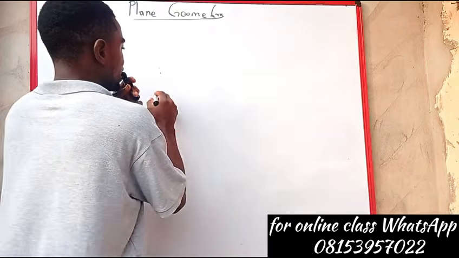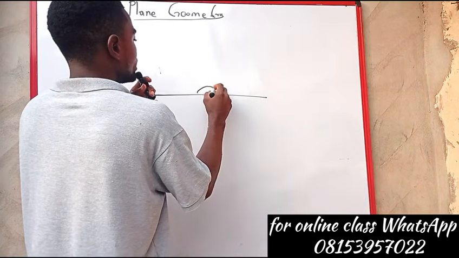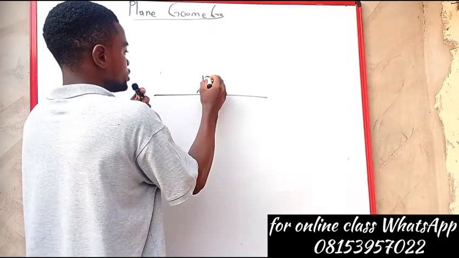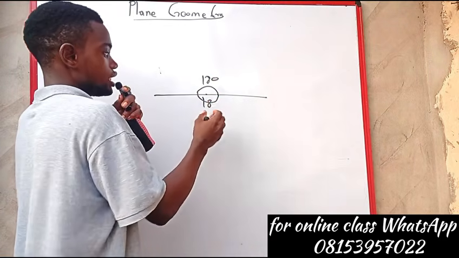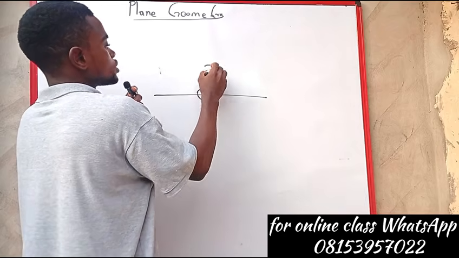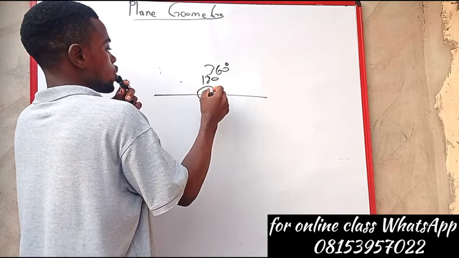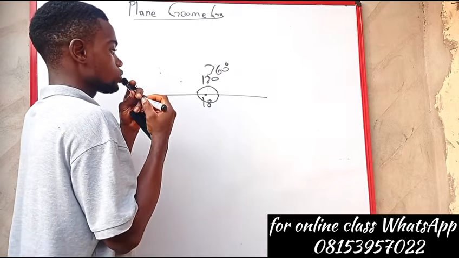Now you must remember that angle at a straight line is equal to 180 at all points. So here is 180, here is also what? 180. Now together 180 plus 180 will give us what? 360, and this makes angle at a point.